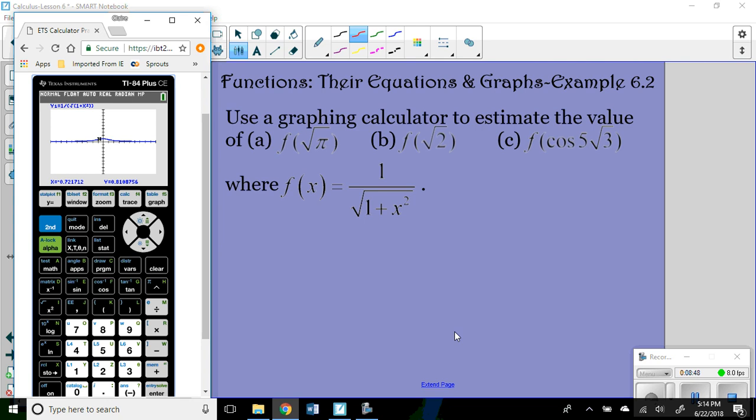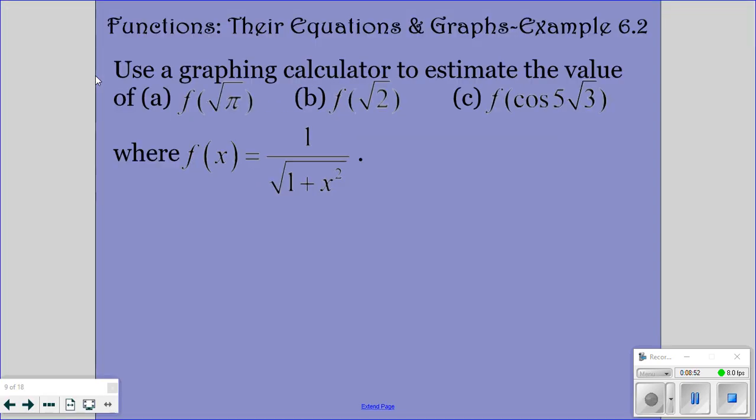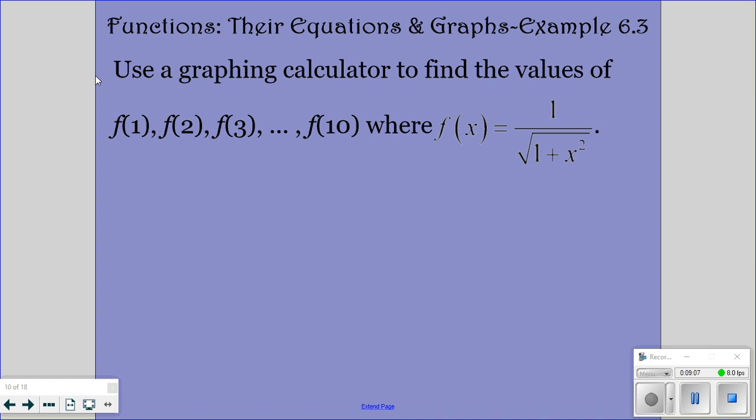So that's how you can use the graphing calculator to estimate values of functions. It makes it to where I can't help you, unfortunately, if this is on a test and you just put your answers, because I won't necessarily know what you did wrong since you're not going to have any work. But it does make it pretty easy to do if you know how to use the calculator.